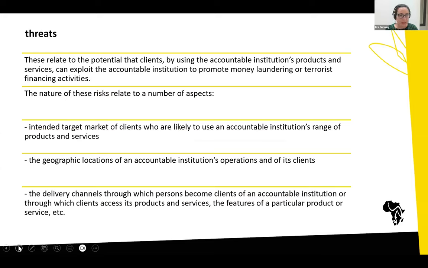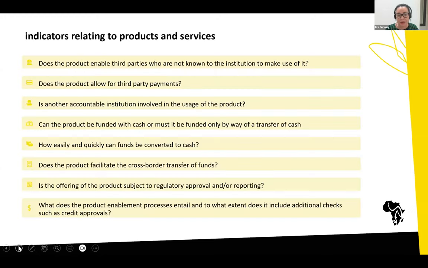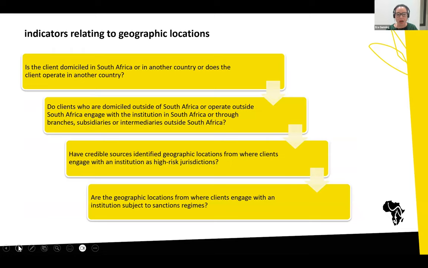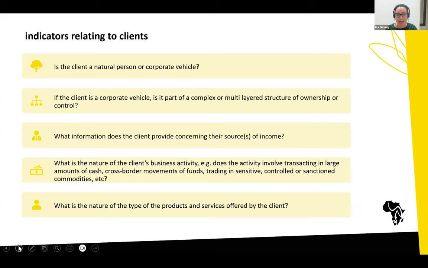laundering purposes. Various threats are set out in the guidance note and the PCC, for example, the geographic locations where you operate. Does your product allow for third-party payments and so on? Are you dealing with entities who are also grey-listed by the FATF? What type of clients are you dealing with? Are you just dealing with human beings, or are you dealing with multi-layered structures of ownership? A trust owns a company and the company is owned by another trust and so on. So that makes for higher risk.